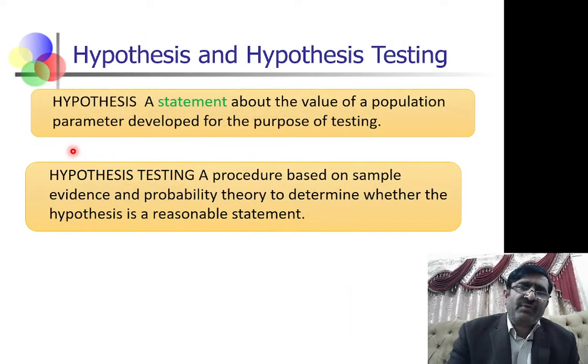Now, the definition of hypothesis, in statistical form, is a statement about the value of a population parameter developed for the purpose of testing. This statement definitely involves a null or alternate hypothesis. Hypothesis testing is the complete procedure through which we go to evaluate the result about the hypothesis. Now what is the procedure? In a coming slide we will study that.